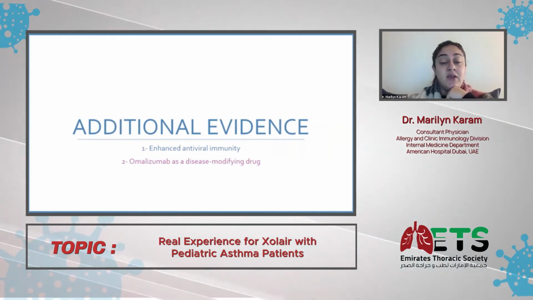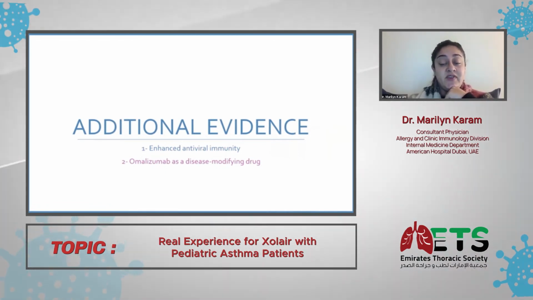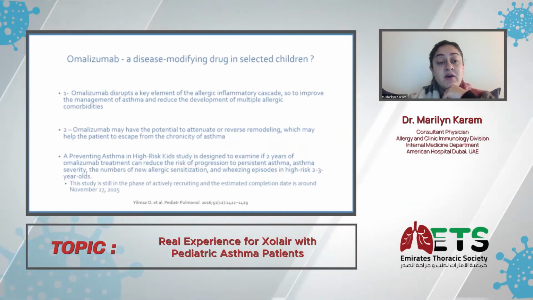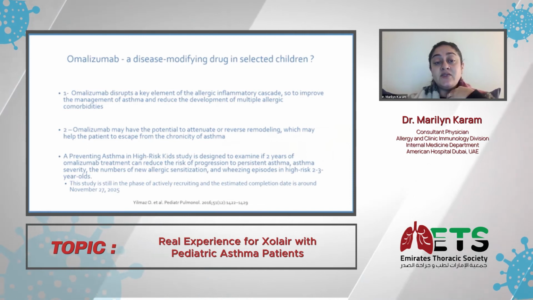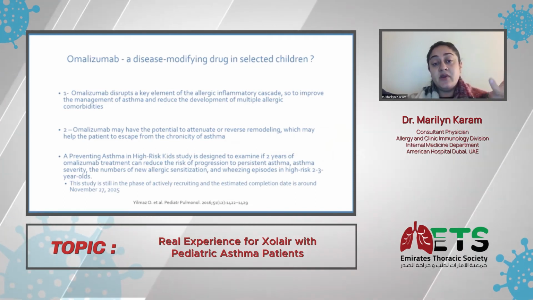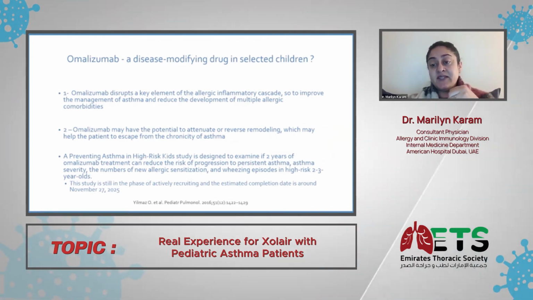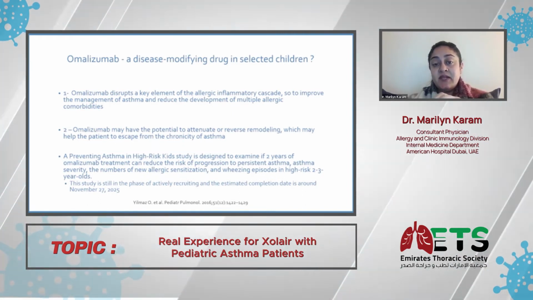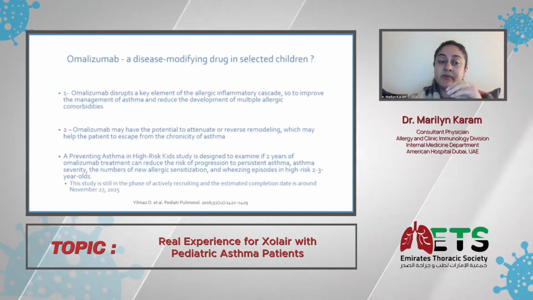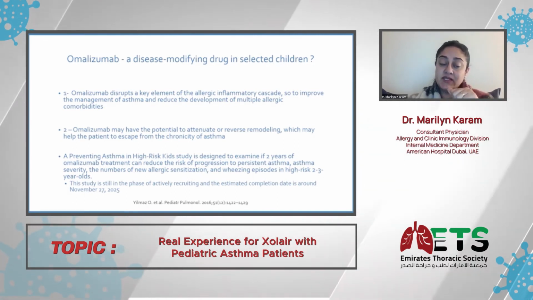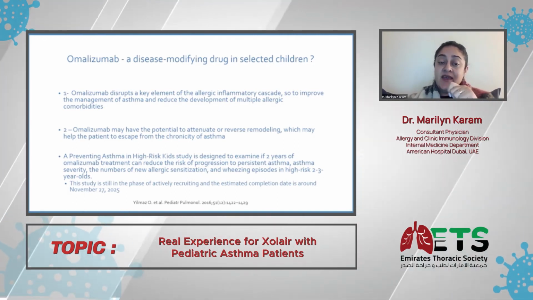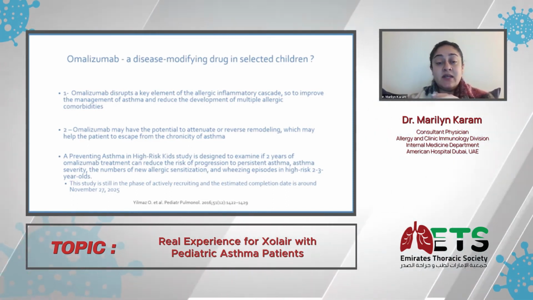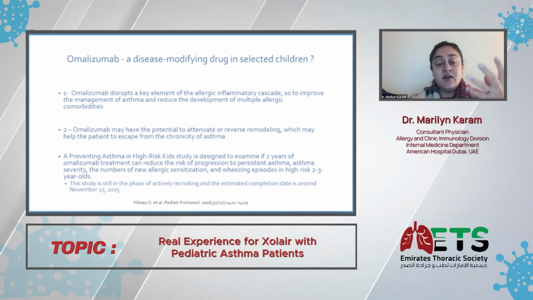The other thing that we need to also keep in mind is that we want to try to start thinking about omalizumab as a disease-modifying drug, and we've seen some of the evidence. So omalizumab can disrupt a key element of the allergic inflammatory cascade, so it can improve the management of asthma and reduce the development of multiple allergic comorbidities. And it may have the potential to attenuate and reverse remodeling, because that's really very concerning in uncontrolled asthma.